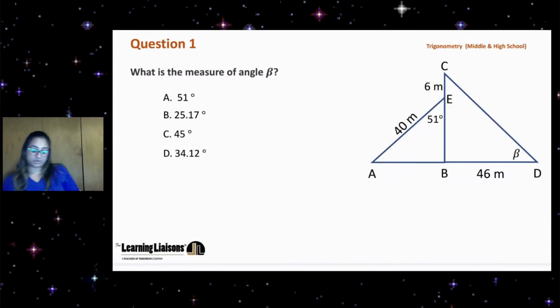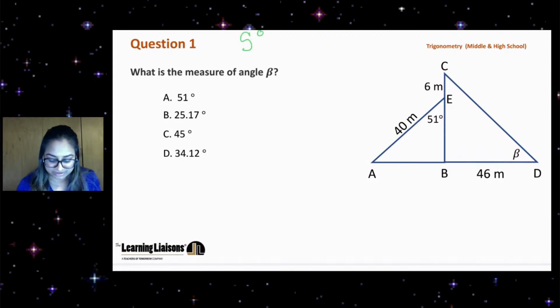So here we go. Question 1. What is the measure of angle beta? Well, I don't know what the angle is. We have to figure that out. When we look at this problem, the first thing that should come to mind is SOHCAHTOA. I hope that's ringing a bell for some people. If not, let's talk about it really quick.